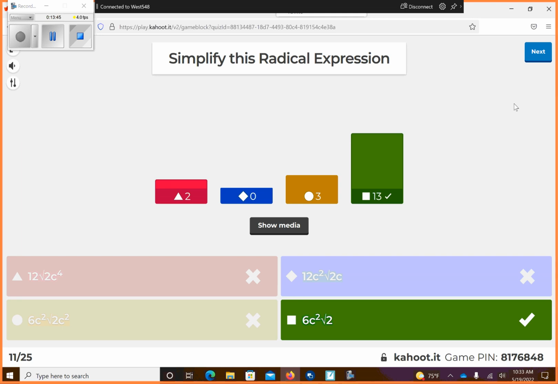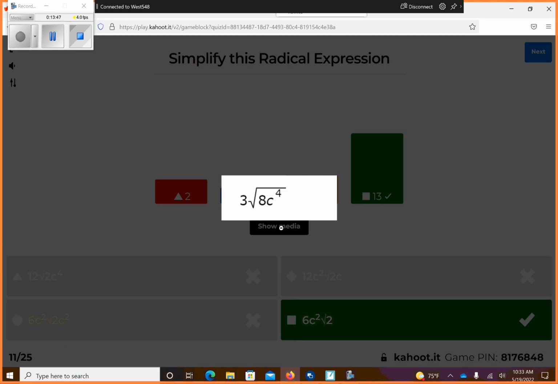Nice work. All right, let's just double check it, make sure. So c to the 4th, square root of c to the 4th is c to the 2nd. Let's break 8 down to 4 and 2. Square root of 4 is 2. So 2 times 3 is 6. 6c to the 2nd, root 2.